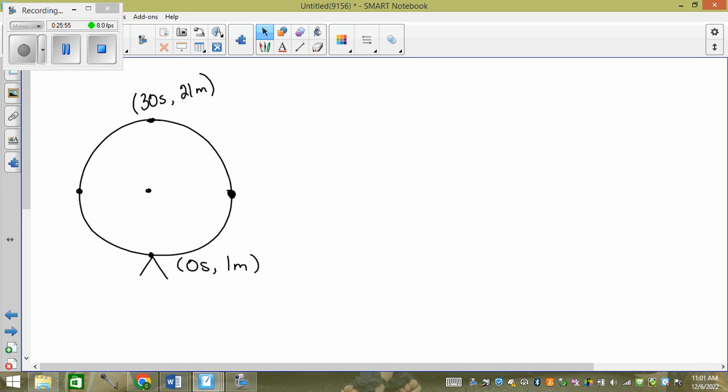Minimum plus maximum, or maximum plus minimum divided by 2, right? So if I go 1 plus 21, I get 22 divided by 2 is 11. So actually the center of the circle is just the midline. That's all it is. So this is going to be at 11 meters. And so is this. Now if it takes me 0 to 30 to get me there, half of that's 15. So this here is going to get me 15 seconds. And this is 30 seconds. This would be 45 seconds. And then this would be back down to 60 seconds.